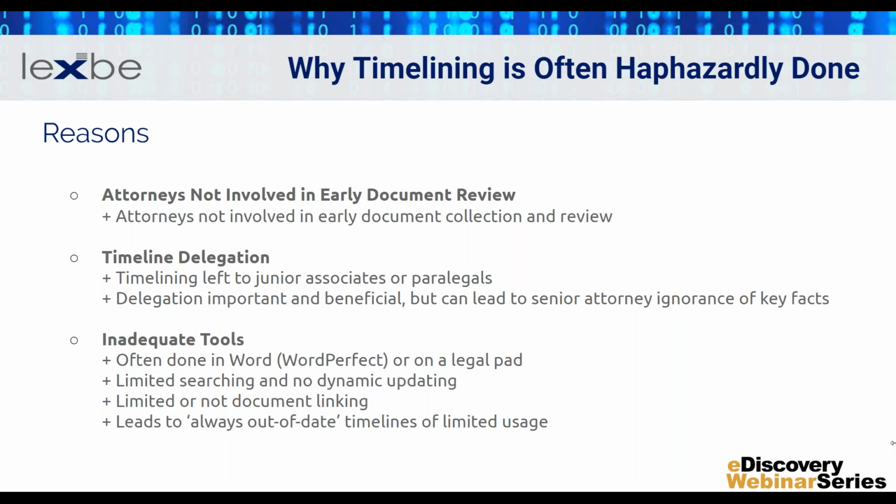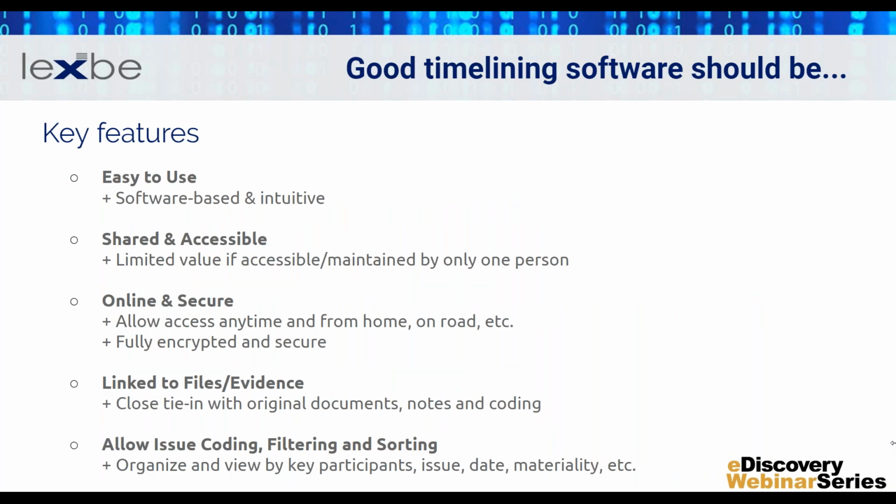So what do we want? Let's move on to what good timelining software should be for us, what we want it to do, and what it's potentially not doing when you're not using a product like Lexbe. It should be intuitive and easy to use. Intuitive to the user such that it can be easily accessed and shared to the entire litigation team. Obviously, it has to be secure. You want it to be accessible at any time so that at any point, any of the members of the review team can log in, log on, and make additions to the timeline.